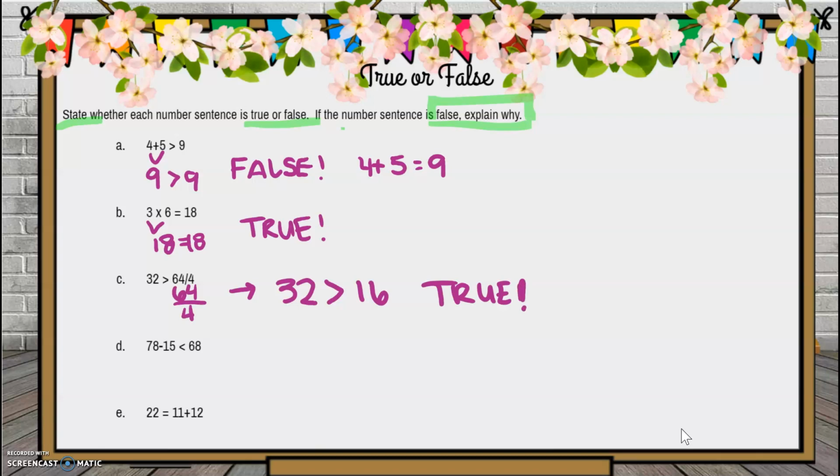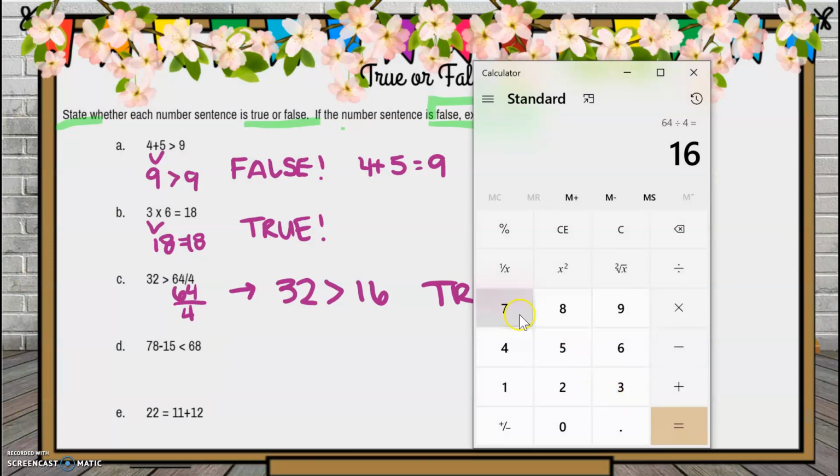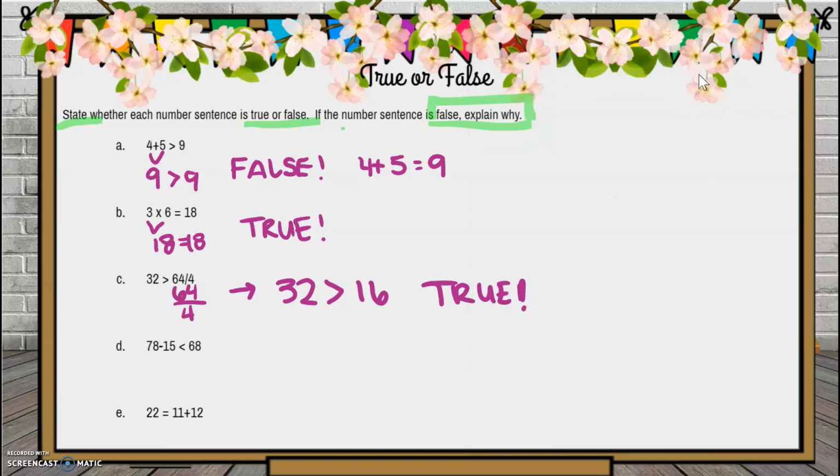Let's look at D. 78 minus 15 equals 68. If I pull back up my calculator if I need it, 78 minus 15, that is 63. So is 63 less than 68? That is also true.